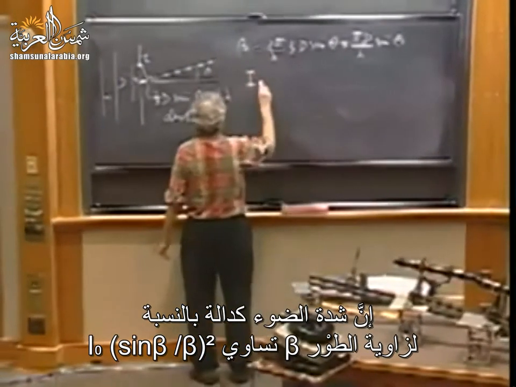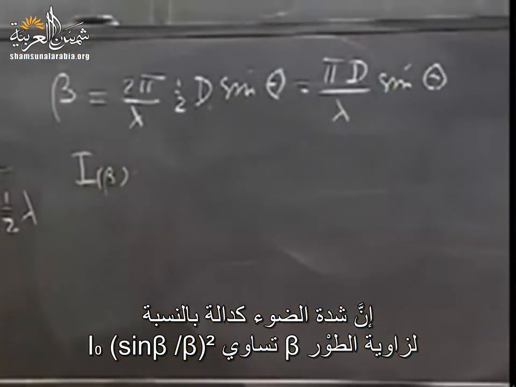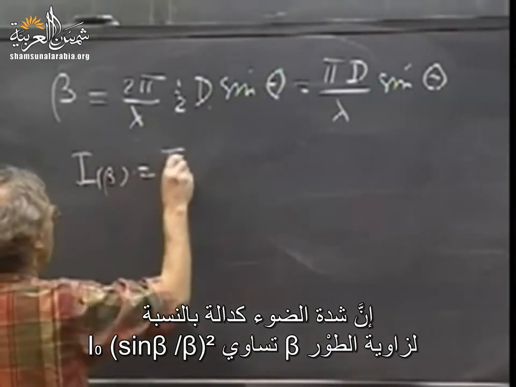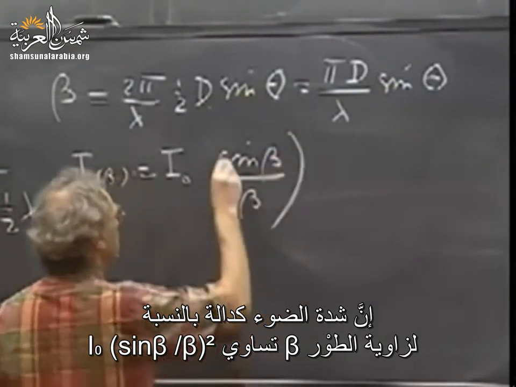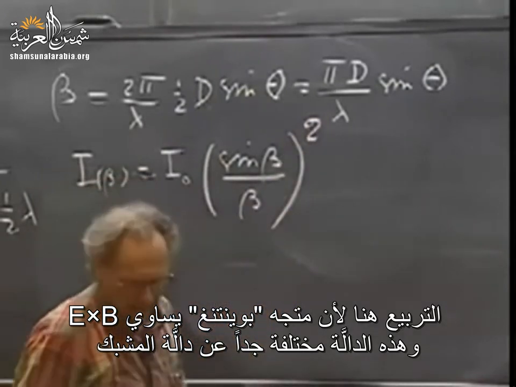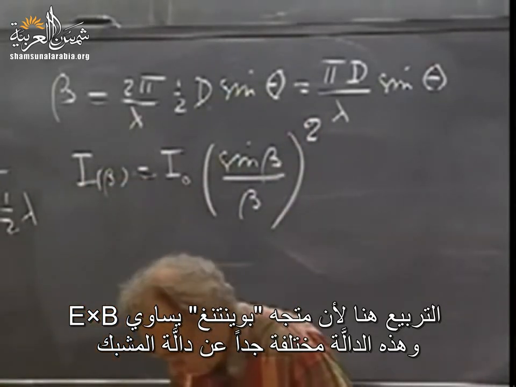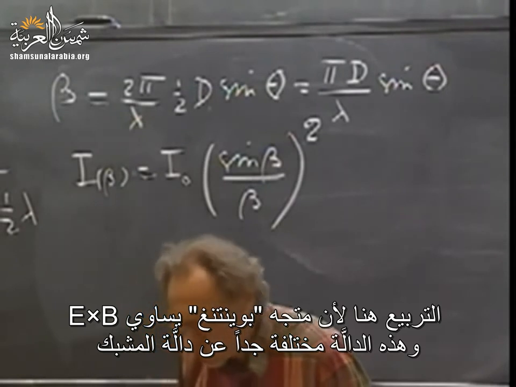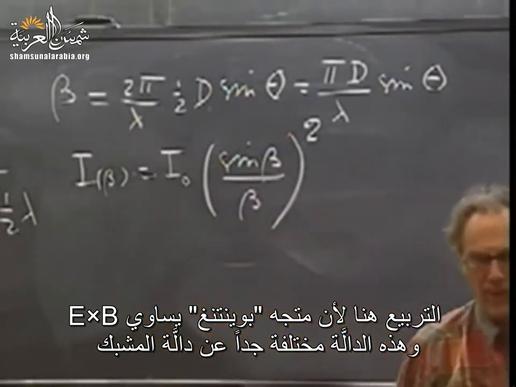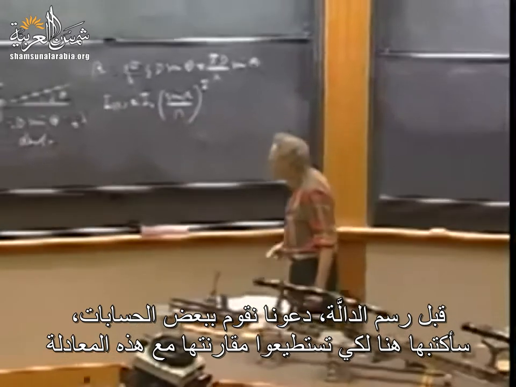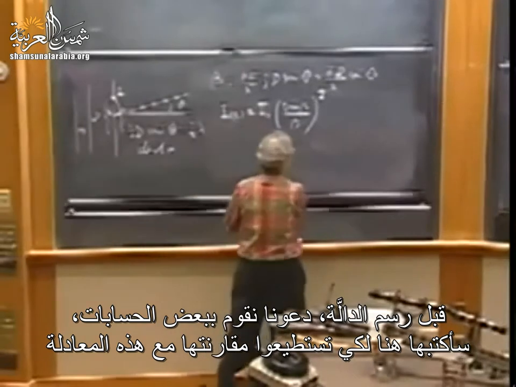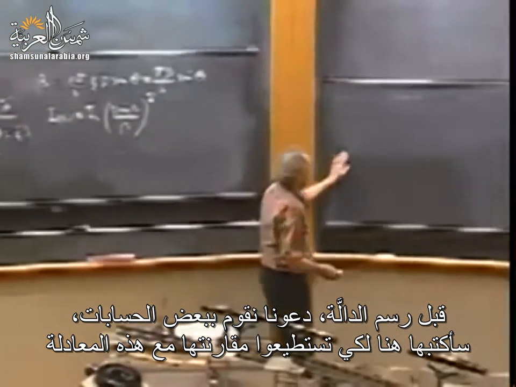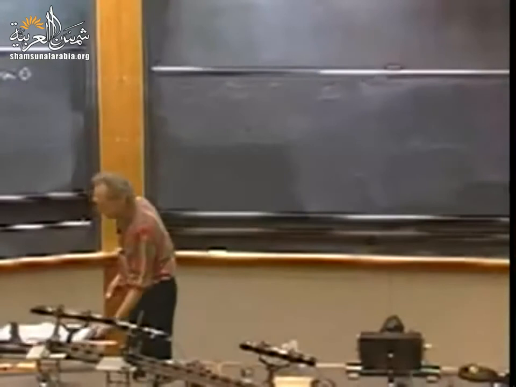And you can show now that the intensity of the light as a function of that phase angle beta is I0 times the sine of beta divided by beta, and of course no surprise that you get a square there, because that has to do with the pointing vector. And this function is very different from a grating function. And before I plot it, let me make a few calculations. I'll do it here on the center board so that you can still compare with this equation.